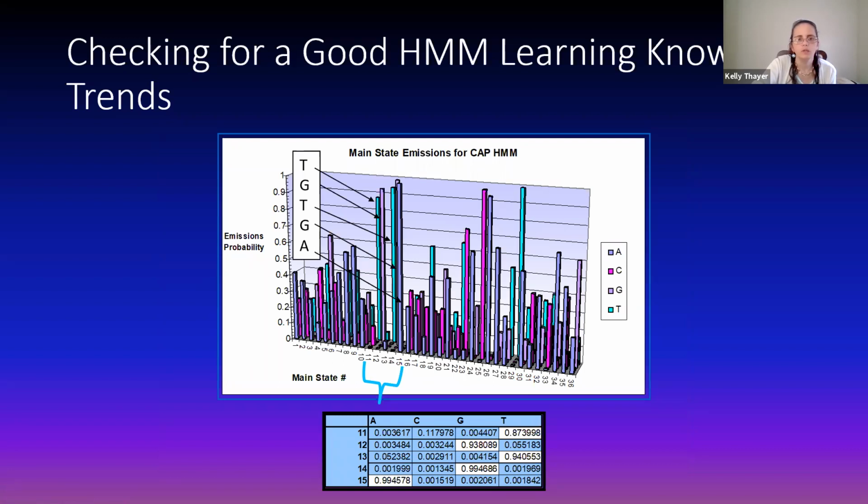So to know that your hidden Markov model is good, you would want to look for things that replicate known trends. For example, if we knew that the CAP protein recognizes a DNA sequence that has a consensus of TGTGA, it's great to see that we have those recognized and that they have very high probability here, which provides us with confidence that our model is actually working correctly.